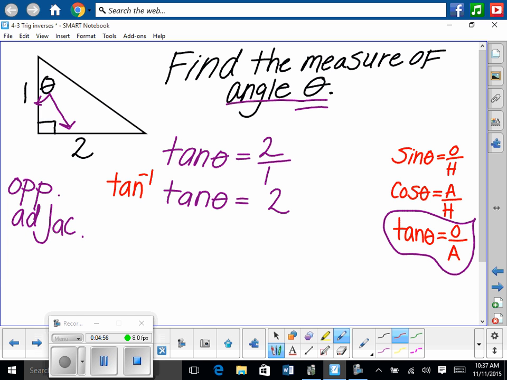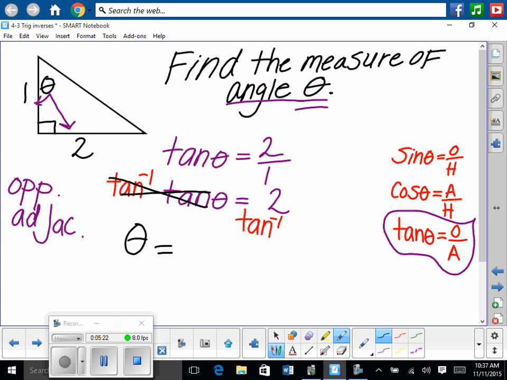Tangent inverse. So if you do that to the left, you've got to do that to the right. Tangent, tangent inverse. Do you see how I did the exact same thing to both sides of the equation? Yes? Or no? Okay. So then over here on the left, tangent inverse. Now that -1 just means inverse, everybody, okay? So tangent inverse and tangent cancel out.